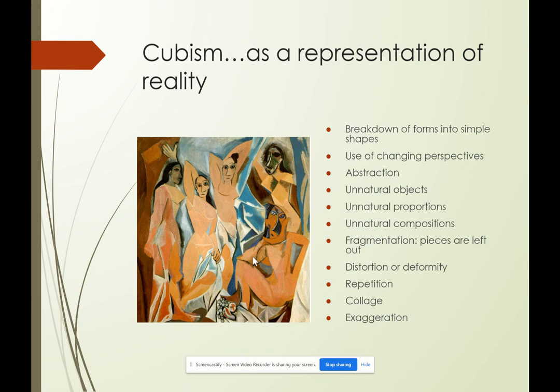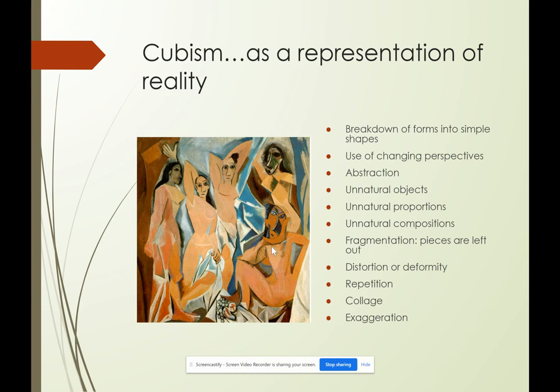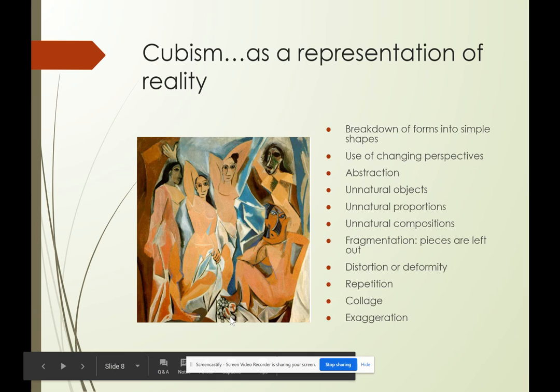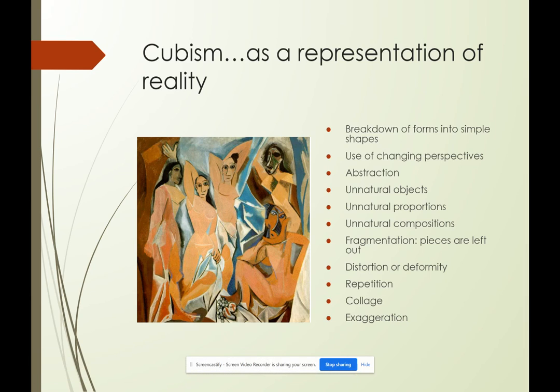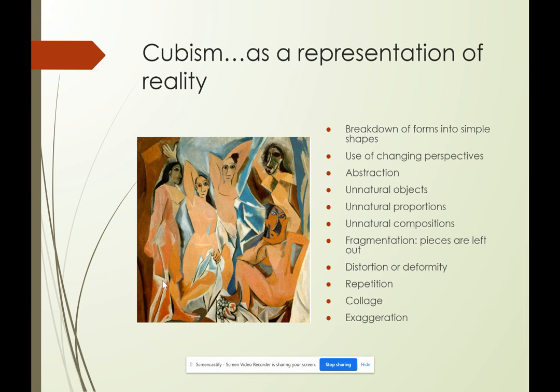We also have a use of changing perspectives. If you look at this lady here, we're actually looking at her back, but her face is facing forward. So we have not only changing perspectives, but distortion and deformity. We have abstraction, so it doesn't look like real people. We can recognize that they're people, but it's not realistic. These are unnatural looking objects down here. It's a plate that has some fruit on it. Unnatural proportions, like the arms might be huge. This leg just turned into a slab, kind of like a slab of meat. It's unnatural in the way it's composed. So again, just not realistic.